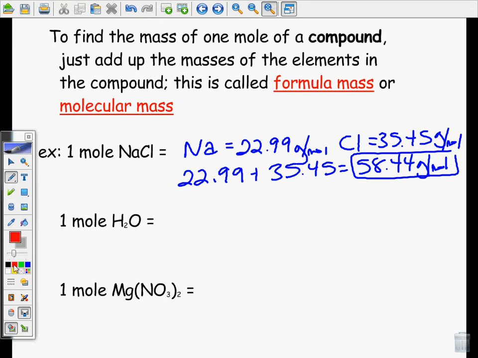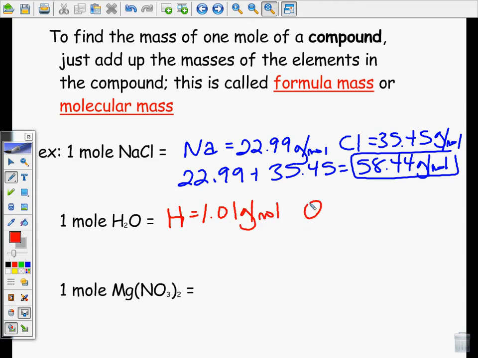Now water has that 2 by the H. So you have to make sure that you include 2 H's and 1 O. And make sure you only put the subscript for the element that it's next to. Who can look up H for me? 1.01. Remember, we're doing them all to 2 decimal places.